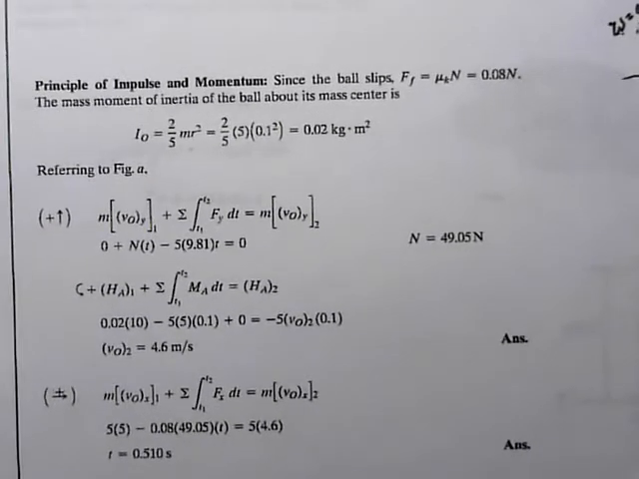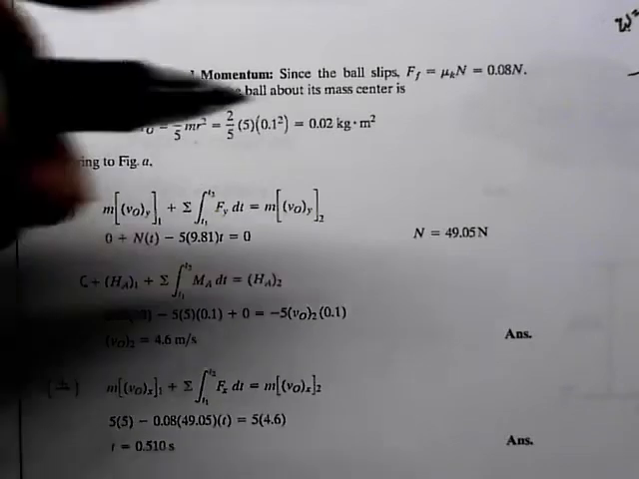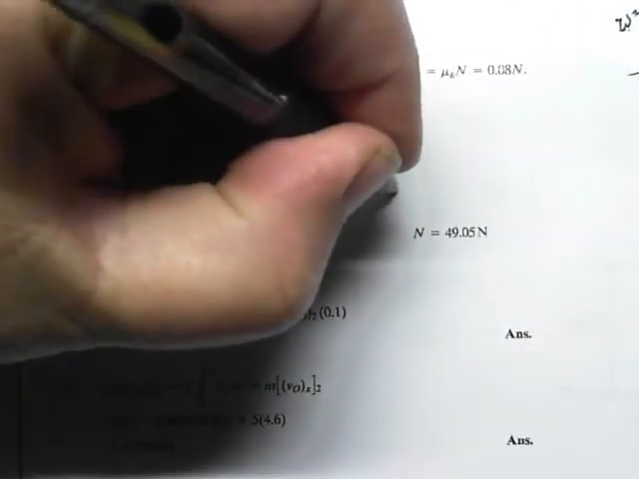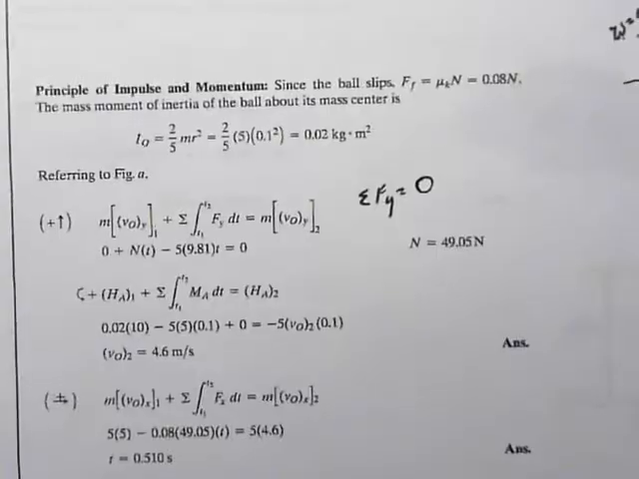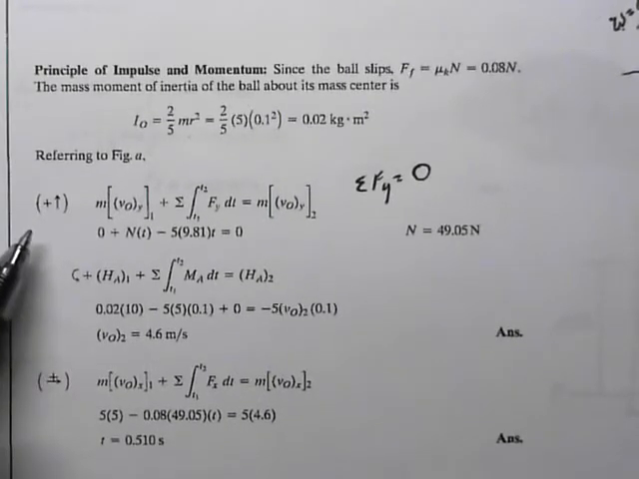I think what the author does in this next thing is a little bit silly. He is doing angular momentum in the vertical direction. I'm not sure why he didn't just do sum of forces in the vertical direction is equal to 0, since our mass times acceleration in that direction is 0. But let's look at how he does it anyway.